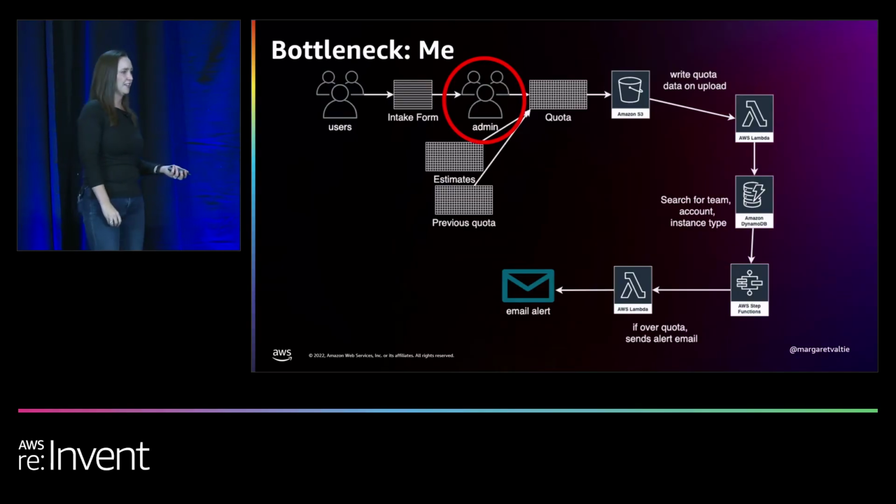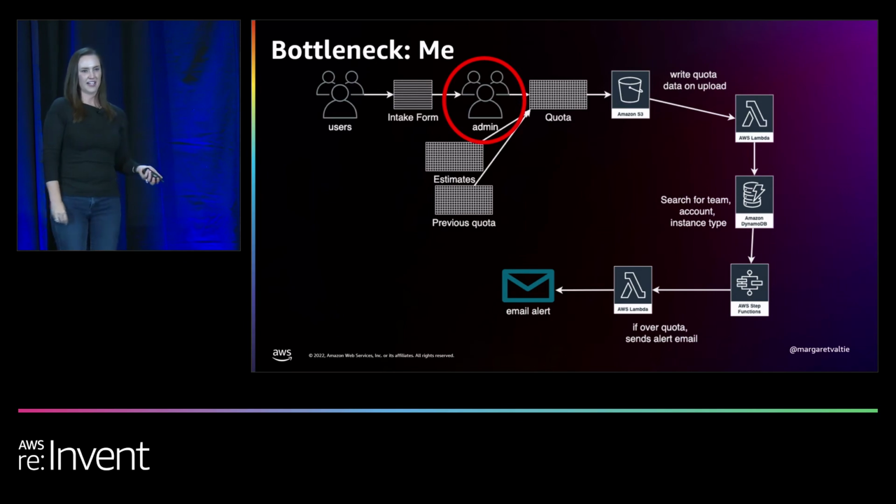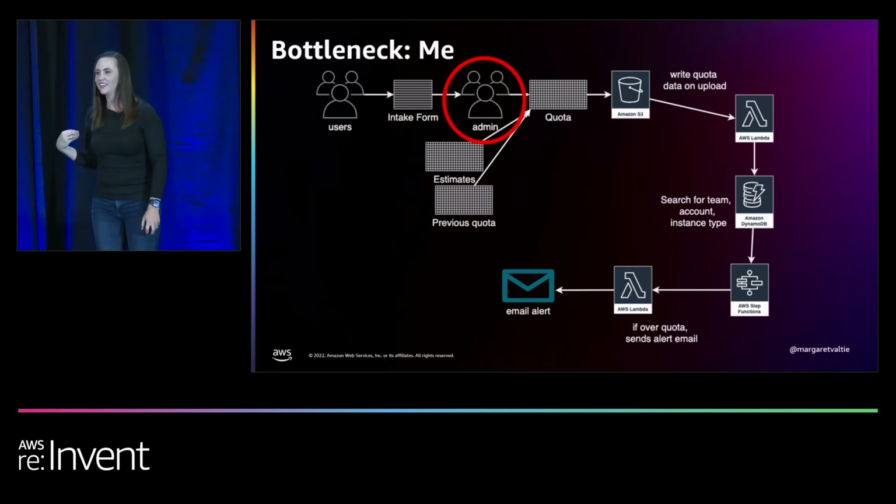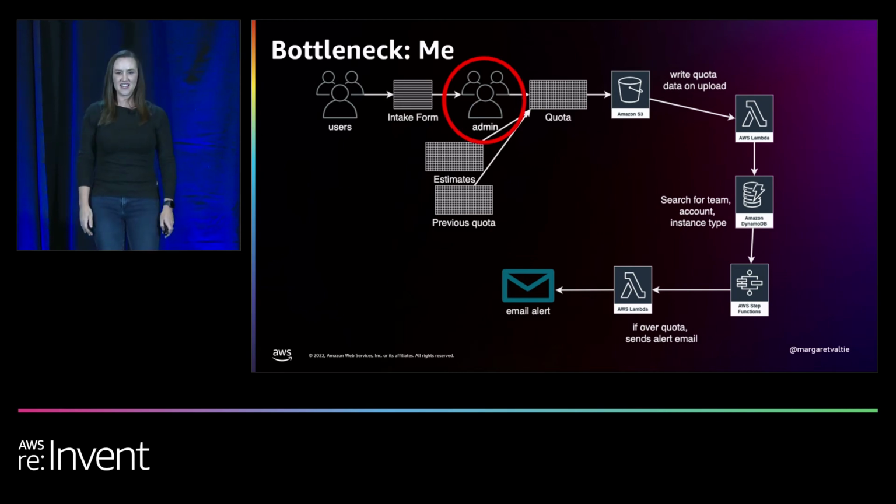So the obvious flaw in this plan is me, the bottleneck. People would come to me and say, Margaret, what's our quota? Margaret, how much capacity do we have left? Margaret, can I get another instance? It doesn't scale. I don't scale.